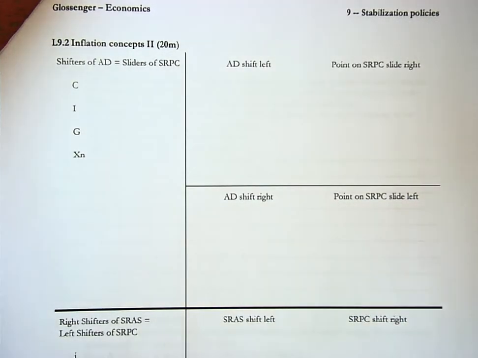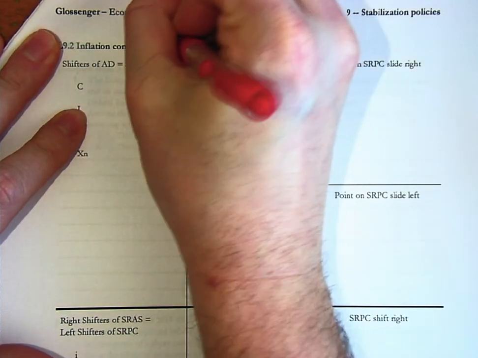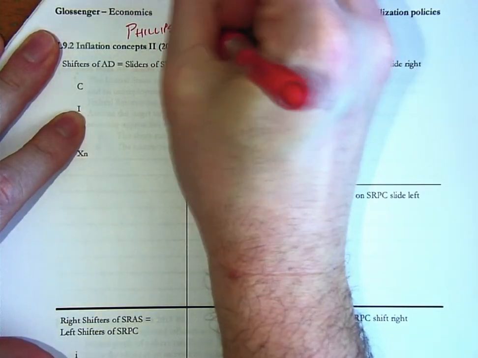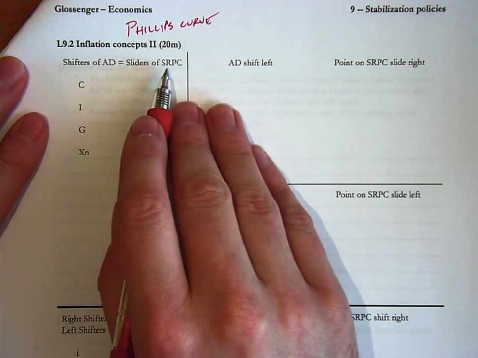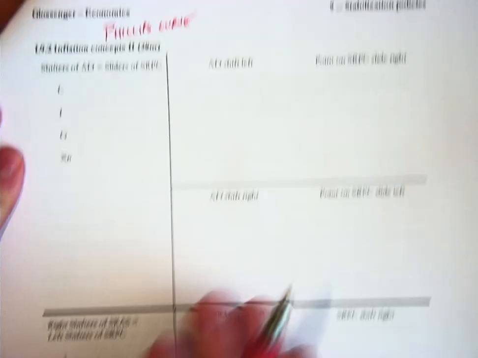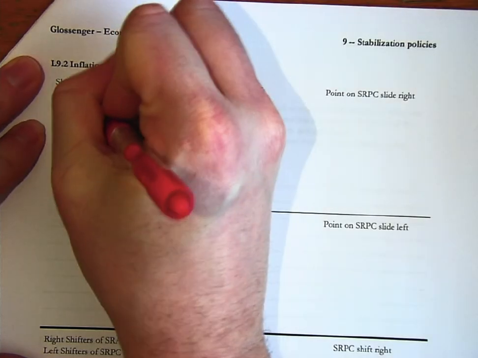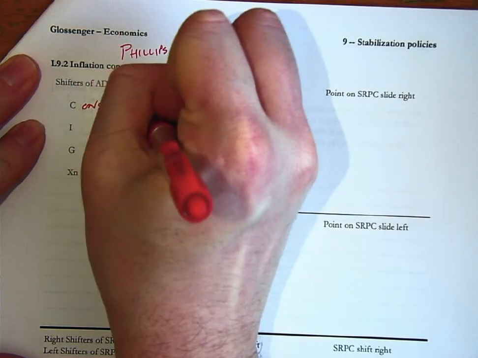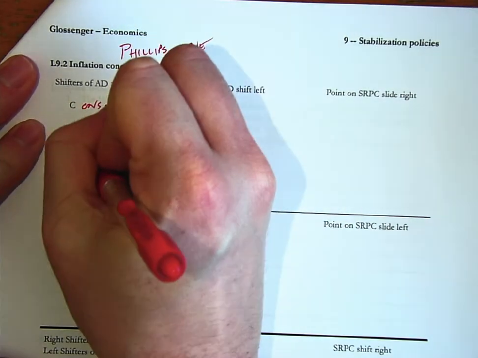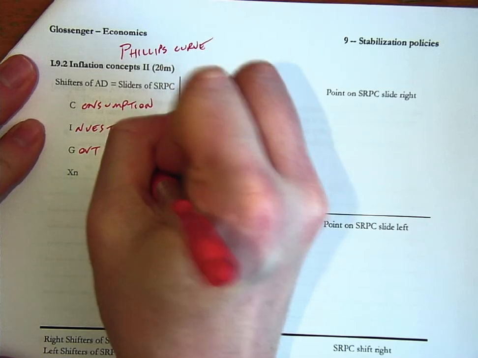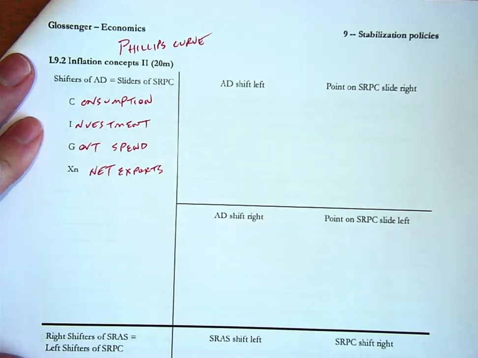This problem set, we're going to start doing some more advanced things with the Phillips curve, and that's where we're going to spend our quality time today, looking at the sliders of SRPC and the shifters of SRPC. So the shifters of aggregate demand are CIGXN. Those are consumption spending, hopefully we know these, investment spending, government spending, and net exports. Hopefully we know those shifters like the back of our hand at this point.